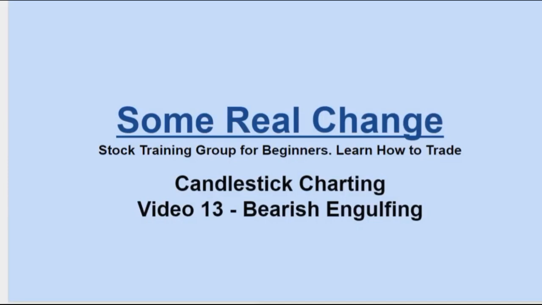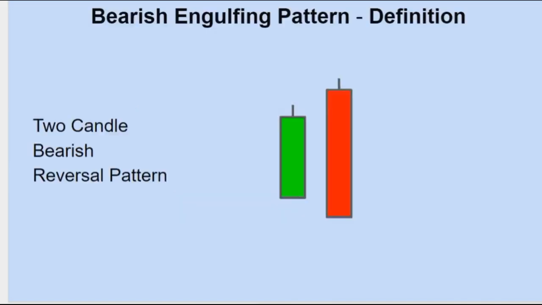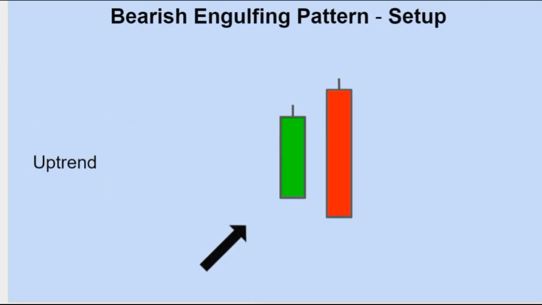In this video, we will continue learning multi-candle reversal patterns with the bearish engulfing pattern. The bearish engulfing pattern is a two-candle reversal pattern occurring at market tops only, making it a bearish reversal pattern. The price action leading up to a bearish engulfing pattern must be an uptrend. Ignore the pattern in a sideways or a downtrend. Price must be trending up.